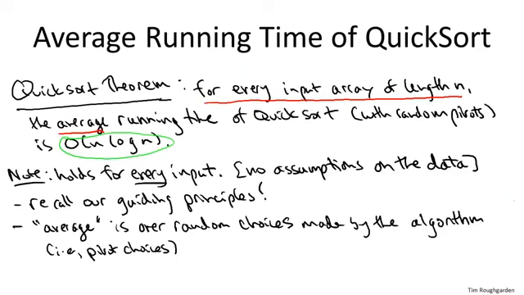And we're proving that for a worst case input array, for an arbitrary input array of length n, the average running time of quicksort, where the average is over the random pivot choices, is big O of n log n. So let me remind you of the story so far. This is where we left things at the previous video.